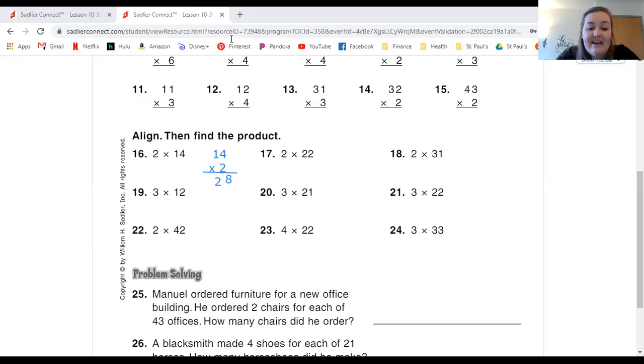Then make sure you go down here and solve these problems. They're all multiplication, just a hint. Okay, 3rd grade, get working on that math homework and then submit it through the Google Forms doc that you can find under the assignment.